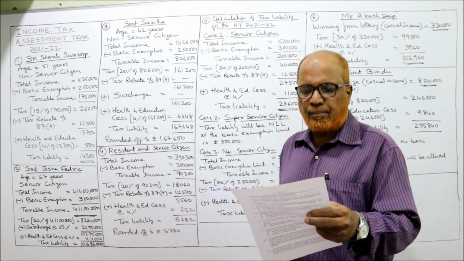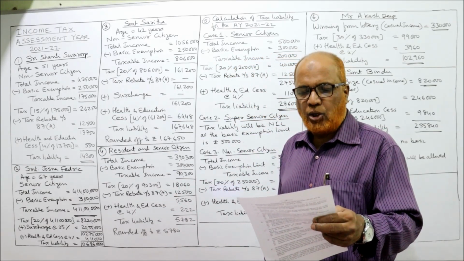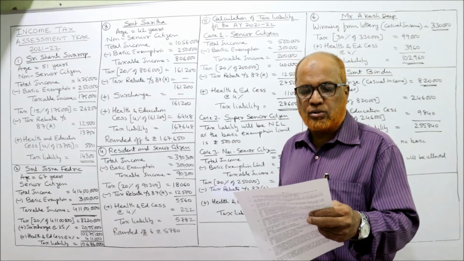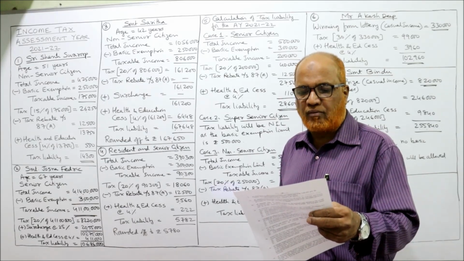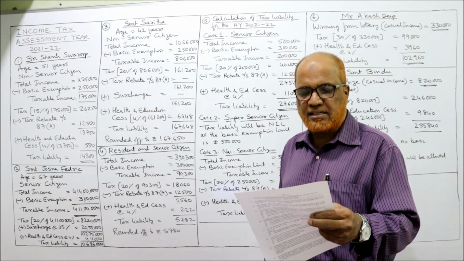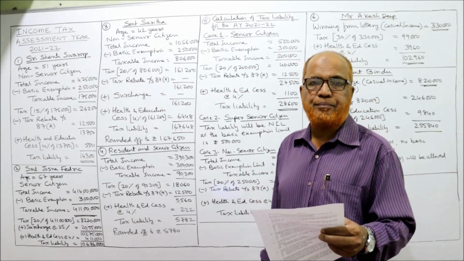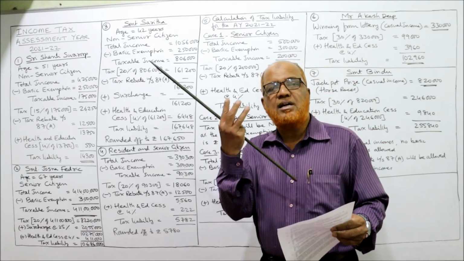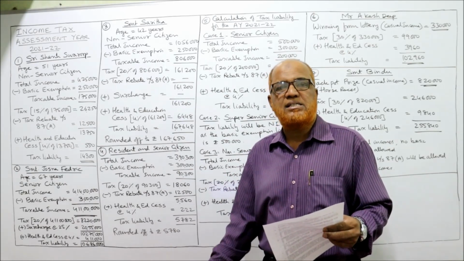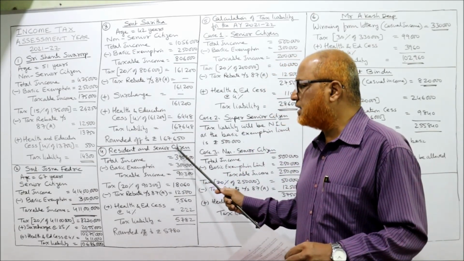From the following particulars submitted to you, calculate tax liability. Total income 3,90,300, tax rate 20% on flat basis. SSC is a resident and senior citizen. Senior citizen means basic exemption 3 lakhs. So here resident and senior citizen.